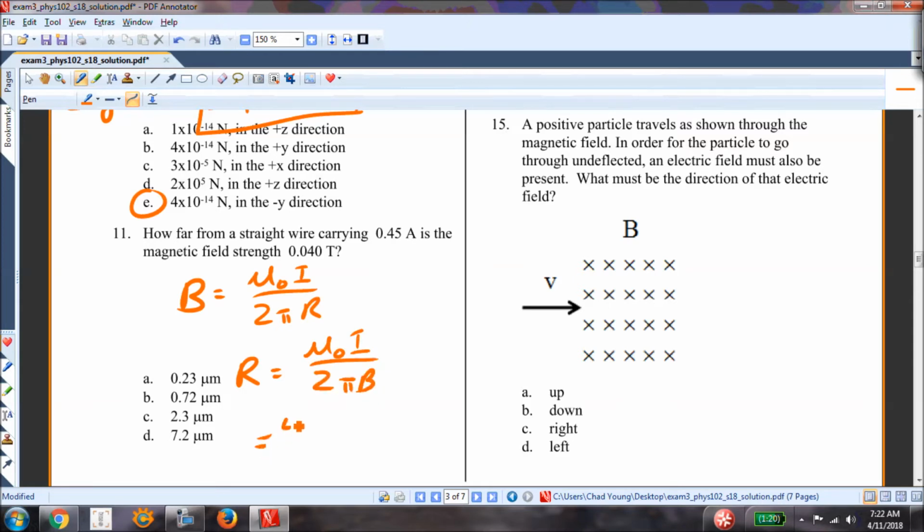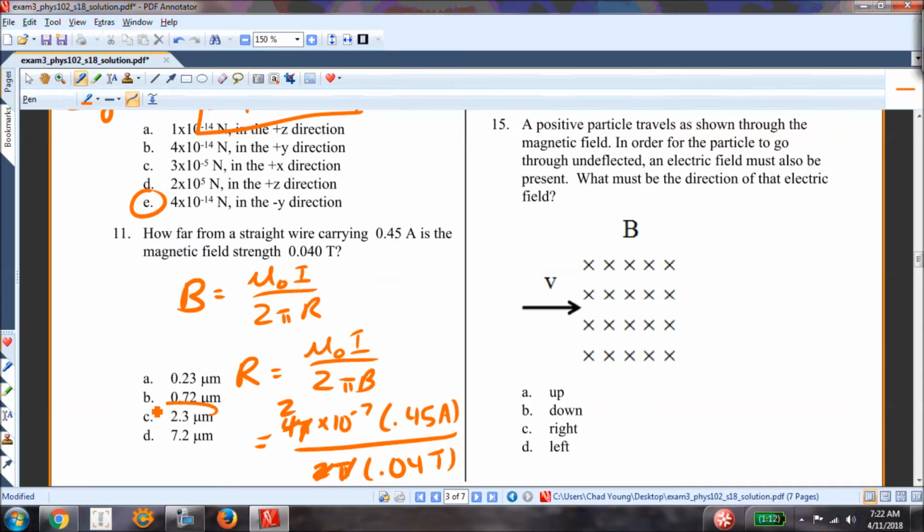And now I put in my values. 4 pi times 10 to the minus 7, 0.45 amps divided by 2 pi, and B is 0.04 Tesla. The pi's cancel. I get rid of that 2. So I'm looking at 0.9 times 10 to the minus 7 divided by 0.04.